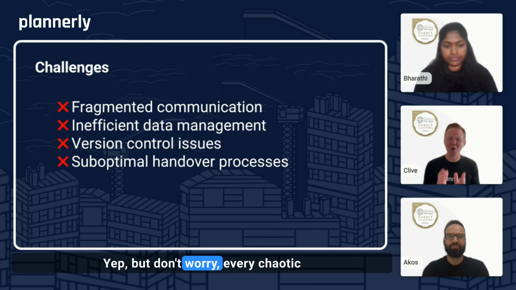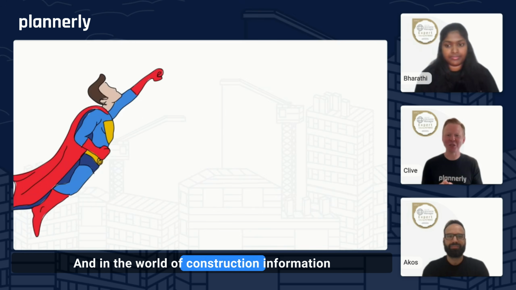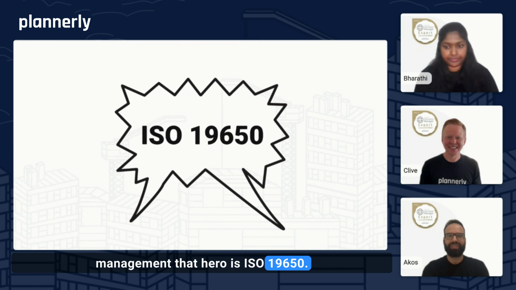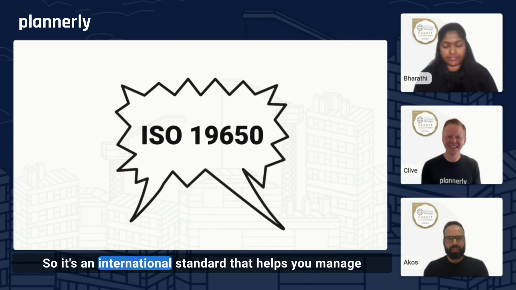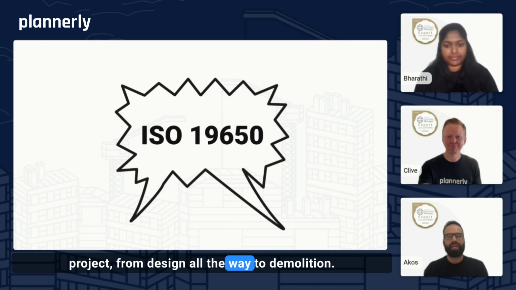Yep, but don't worry, every chaotic situation needs a hero, right? And in the world of construction information management, that hero is ISO 19650. Exactly. ISO 19650 brings order to this madness. It's an international standard that helps you manage information across the entire life cycle of a building project, from design all the way to demolition.